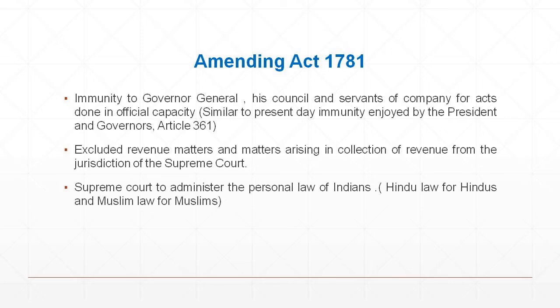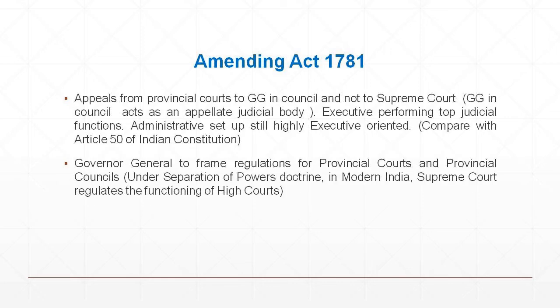It laid down that the appeals from the provincial courts could be taken to the Governor General in Council and not to the Supreme Court. So the Governor General in Council was made the appellate body after the provincial courts. From the provincial courts, the direct appellate body would then be the Governor General in Council.